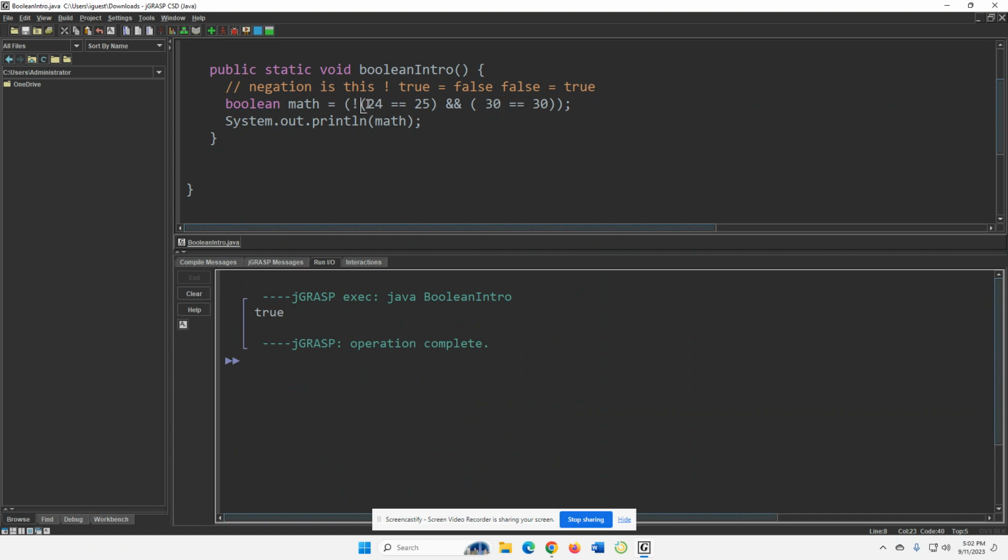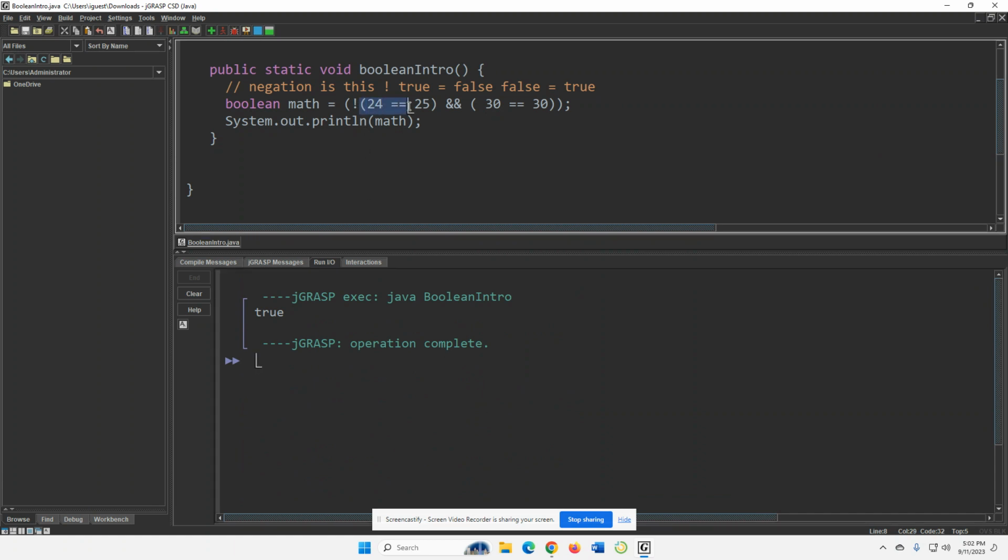So let's work it from inside out. So what do we have right here? We have a negation. When you have a negation, that means the opposite of the condition that you want. For example, if a condition evaluates to true, you will get false. If the condition evaluates to false, the negation of that will give you true.